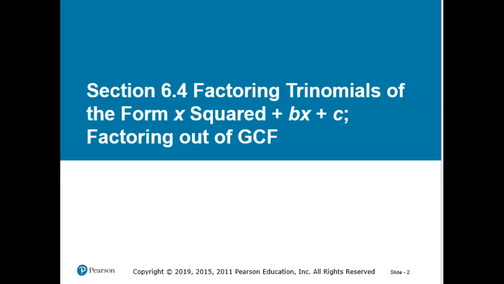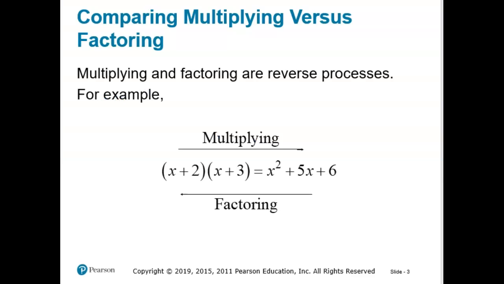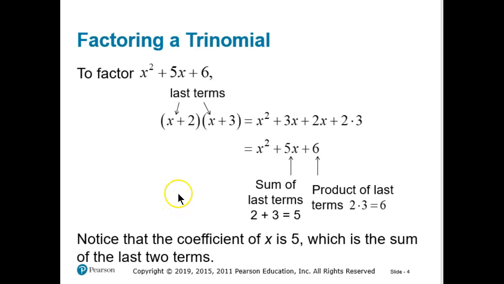Okay, here we go. Factoring trinomials. Now, factoring is just what you think it is. It's the opposite of multiplying. So if you look here on this screen, you have x plus 2 times x plus 3. And when we're working from left to right, we're multiplying. Now we're going to talk about factoring, which is working from x squared plus 5x plus 6 back to these two factors. So it's like a little game.